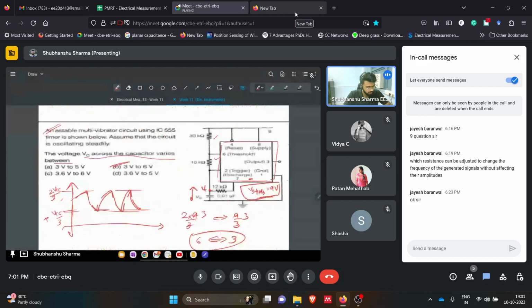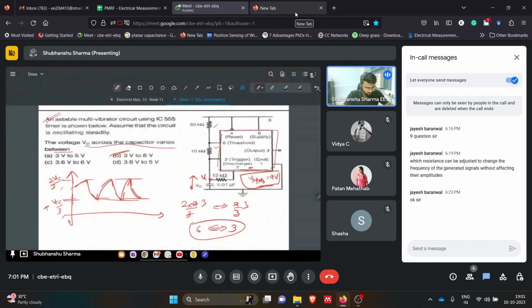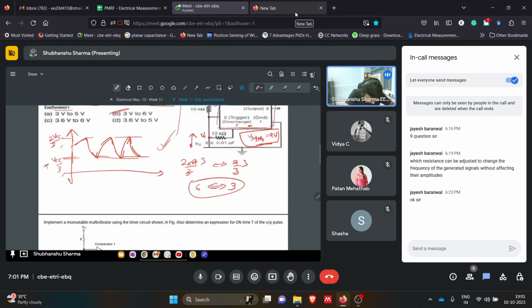The third type is like, there is nothing mentioned about the frequency or the timing, but they are asking you about the upper and lower threshold limits of the capacitor voltage. So this also you saw. This is a question related to your assignments also. Now moving to the next question.